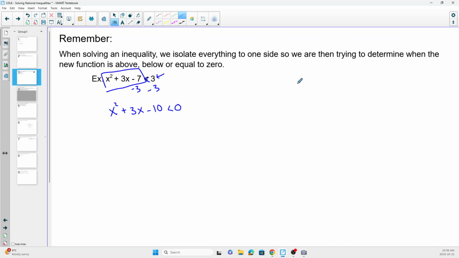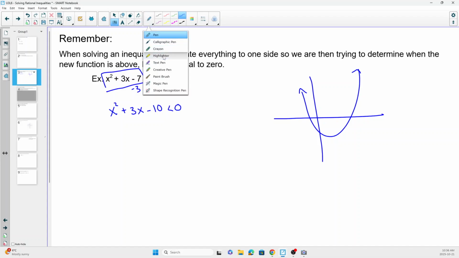And the reason that that's easier is because if we can factor, this is a quadratic that opens up, and let's just say that it looks something like this. We now know it is less than 0 when it is below the x-axis. So it becomes really easy for us when we are solving inequalities with 0 on one side.